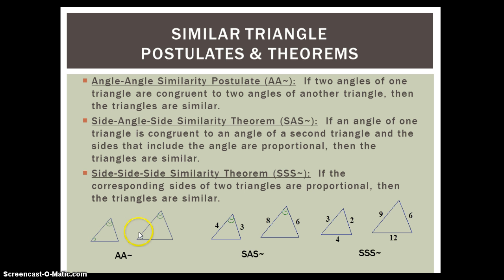You can see that in the diagram down here. We have two angles congruent to two angles of the second triangle. Therefore, we know these triangles are similar. Similar means same shape, different size.